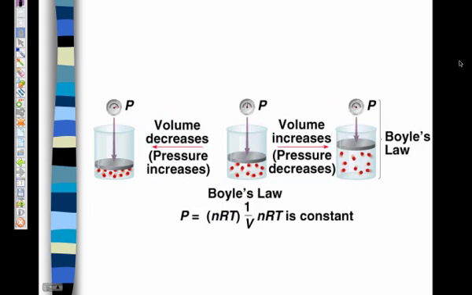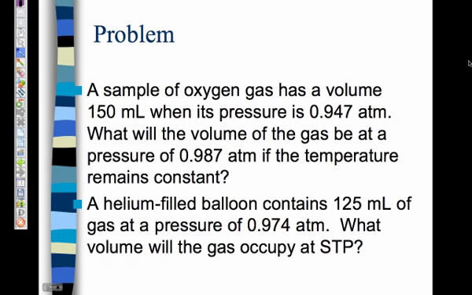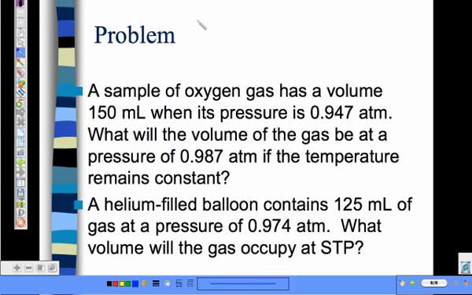So here's a picture where this is our initial conditions in the middle. If we decrease the volume, it's going to increase the pressure of that gas. If we increase the volume, it decreases the pressure of the gas. It's inversely proportional. Let's do an example. A sample of oxygen gas has a volume of 150 milliliters when its pressure is 0.947 atm. What's the volume of the gas at a pressure of 0.987 atm if the temperature remains constant?